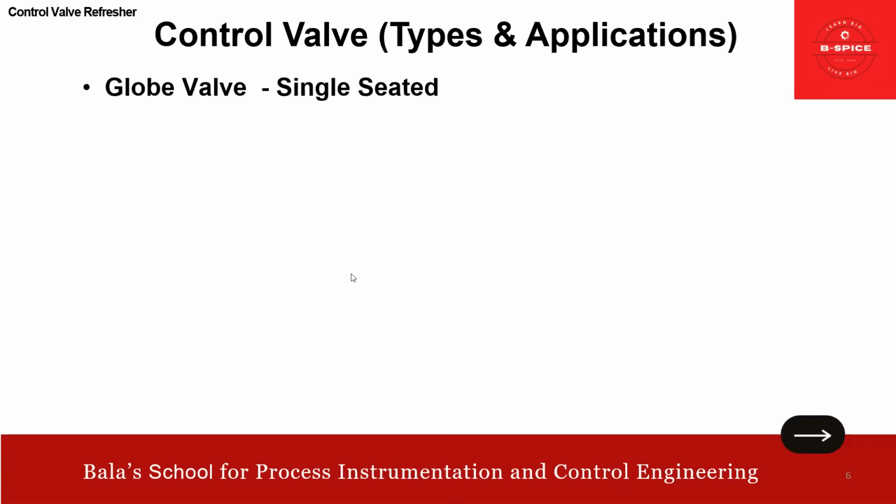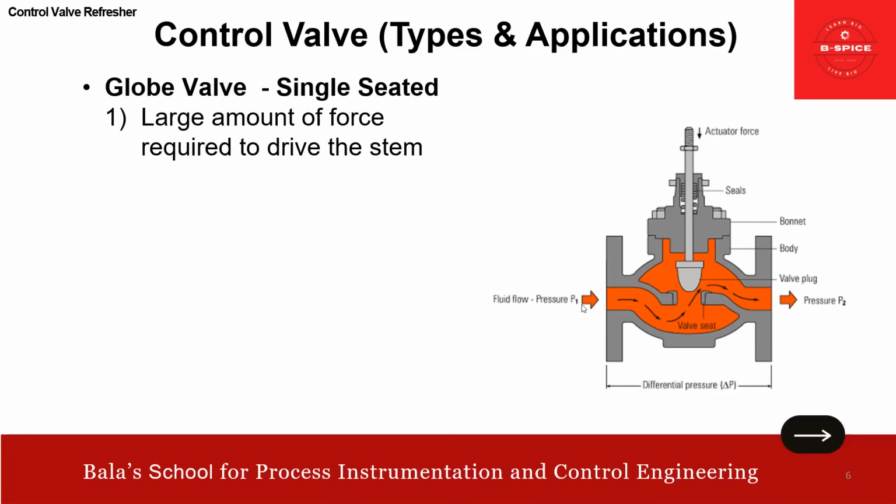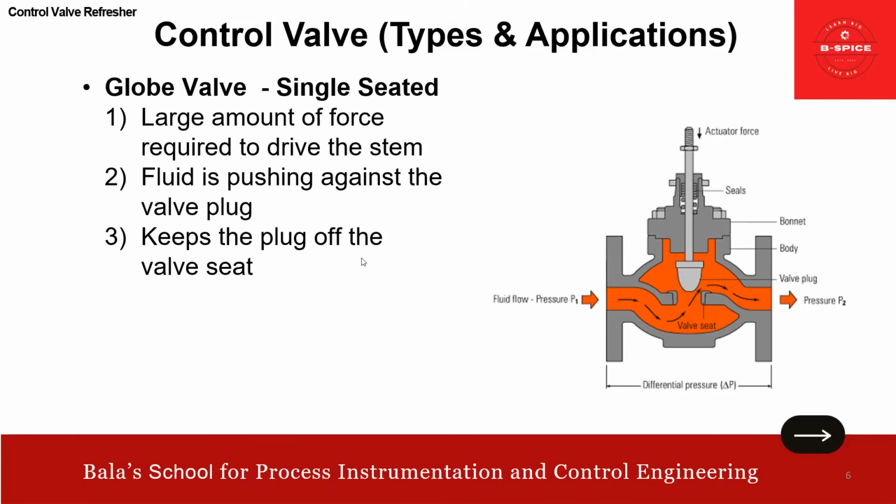Now we'll go into the main part. This is about the globe valve single seated. If you look at this picture, you can see how the single seat arrangement is. A large amount of force is required to drive the stem, which is one of the factors we need to consider. Here the fluid is pushing against the valve plug. This is the plug, this is the seat. The fluid enters like this and pushes against the valve plug. It keeps the plug off the valve seat because of the fluid flow direction.